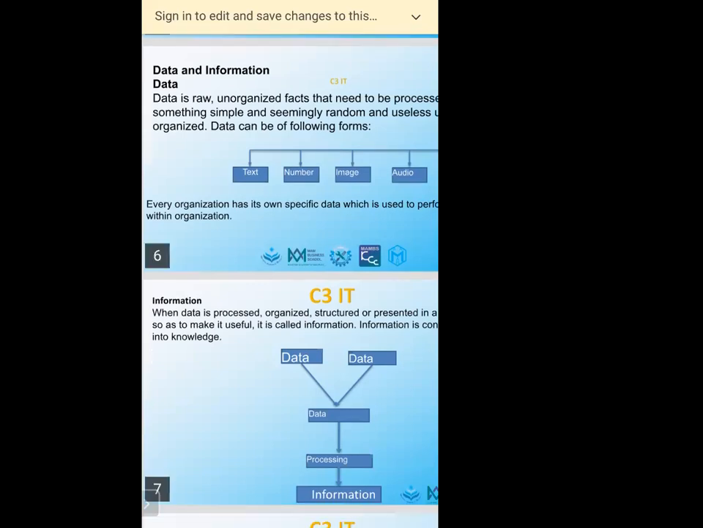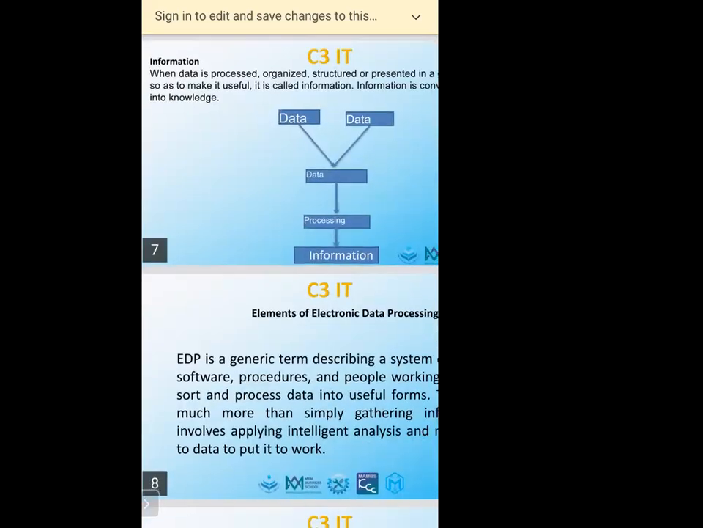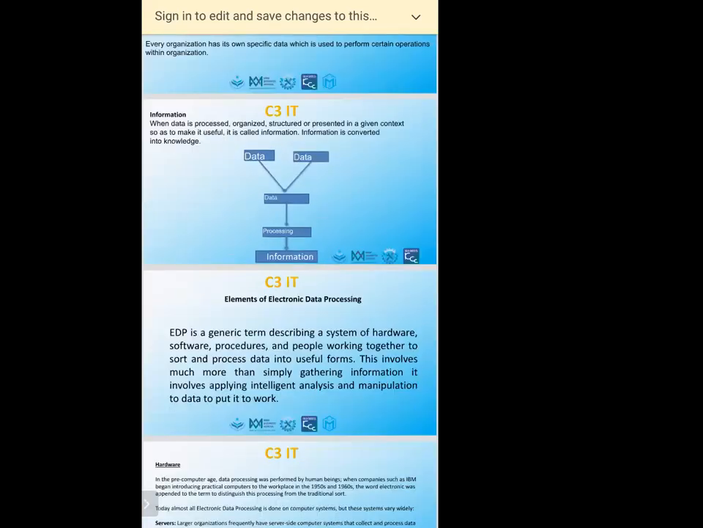Then next, today we learn about electronic data processing. That is called the EDP section. Today we learn about which one? The EDP section. So what does EDP stand for?